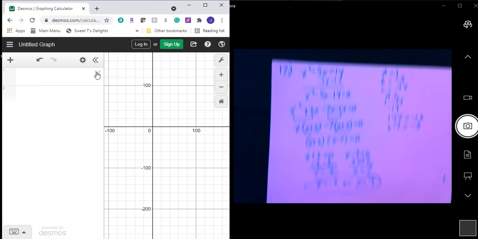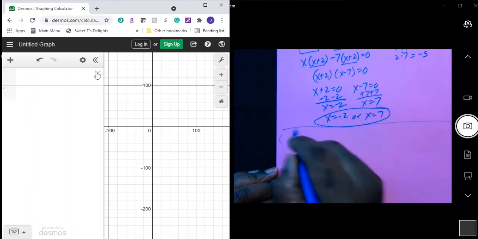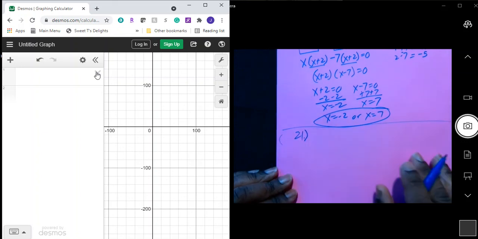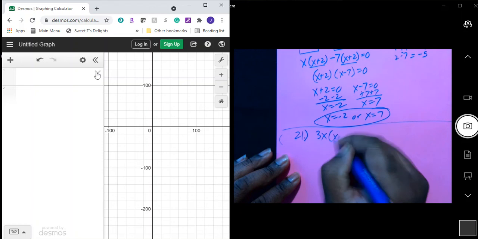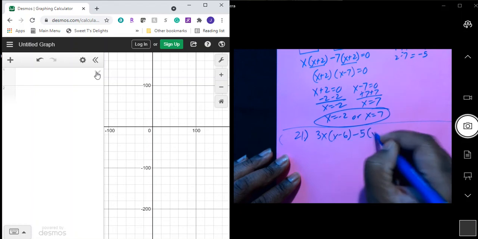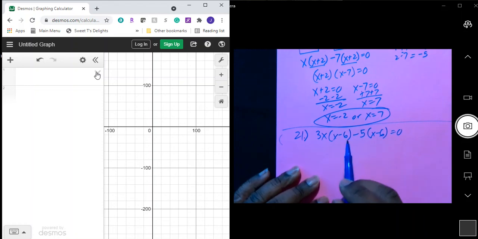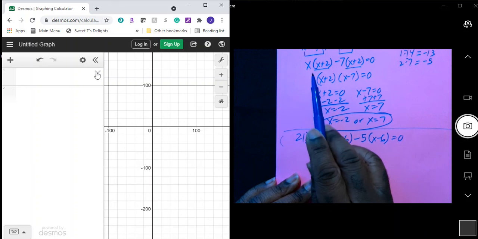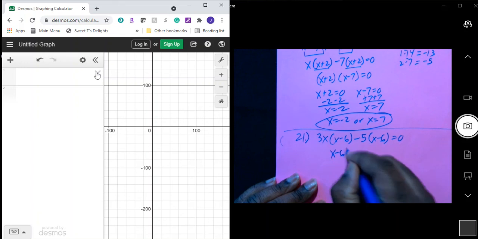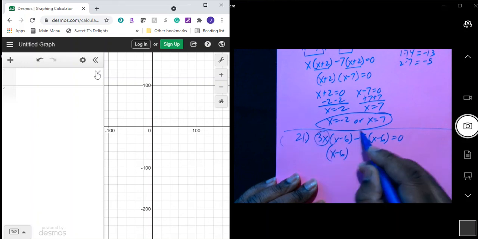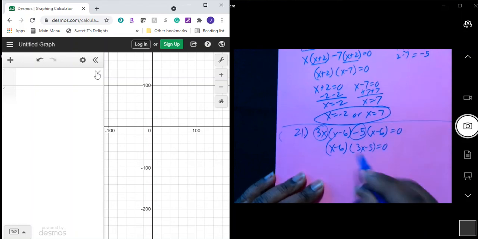Okay, now the last problem would be problem 21, and it's under the same directions. We have 3x times x minus 6, minus 5 times x minus 6, is equal to 0. Now, what's nice about this is it's already set up for us. You notice that both of the parentheses are the same. So we'll write that down, x minus 6, and then what's left will go in the second parenthesis, 3x minus 5. And we'll set that equal to 0.